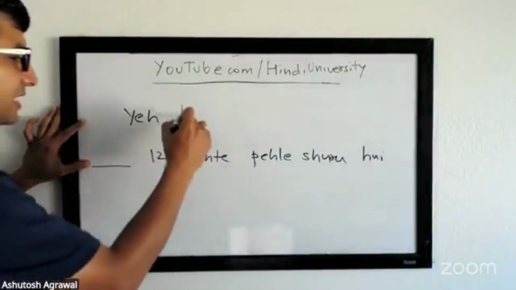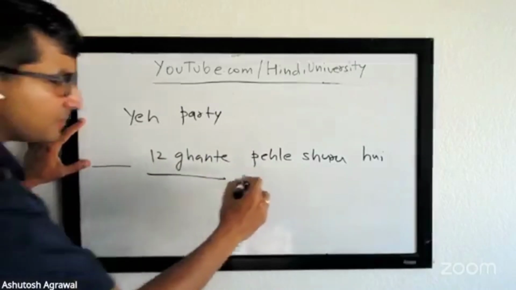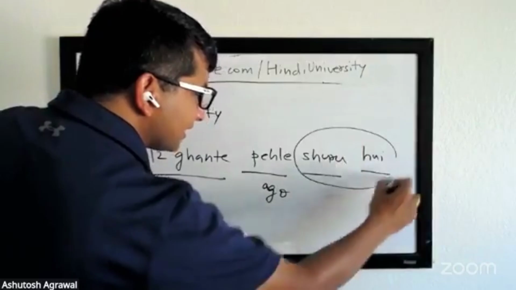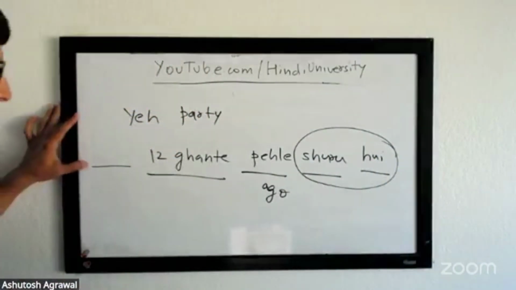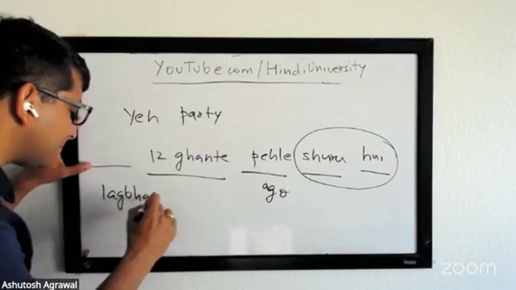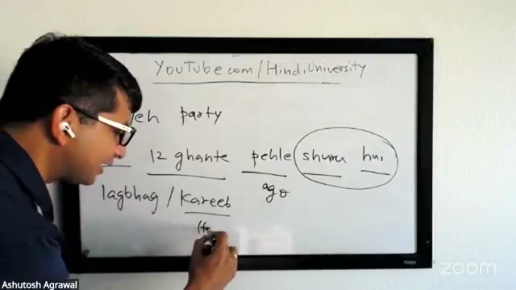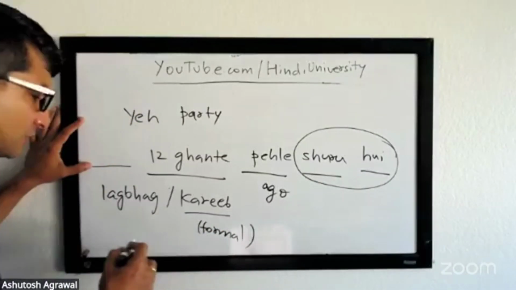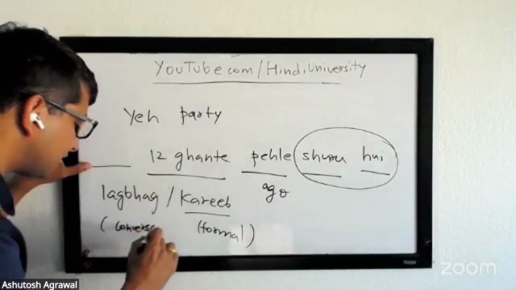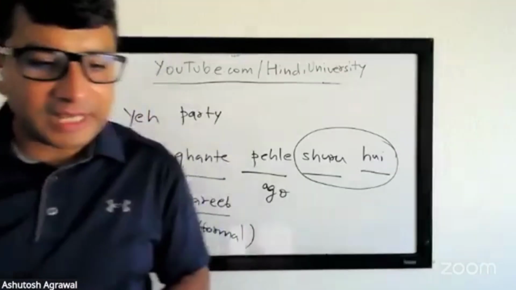So let's say you want to say ये celebration or ये party, which is this party, 12 घंटे 12 hours पहले is ago, शुरू it started basically, शुरू हुई. Okay, ये party, what will you use? Yeah, so I can use both of them, lagbhag as well as kareeb. As I said, if you want to be slightly more formal, you can use this one. If you want to be a little bit more conversational, you can use lagbhag. Both of them you can use, lagbhag as well as kareeb.